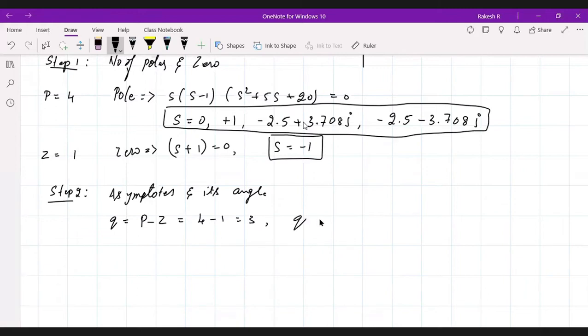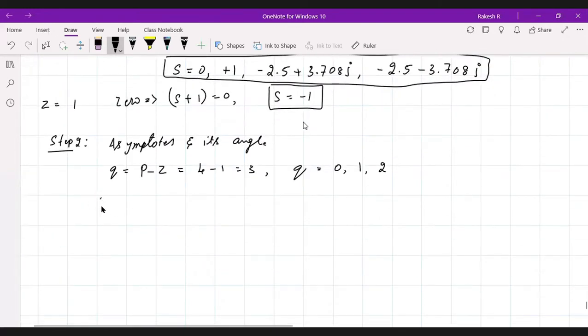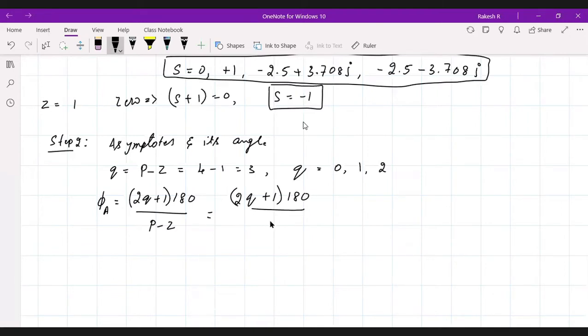So the value of q will be what? Q is equals to 0, 1 and 2. These will be q values. And to find out asymptote angle phi a, what we need to do? We need the formula phi a is equals to 2q plus 1 into 180 divided by p minus z. This is the formula to find out the asymptote angle. So this becomes 2q plus 1 into 180 divided by p minus z, which is 4 minus 1.